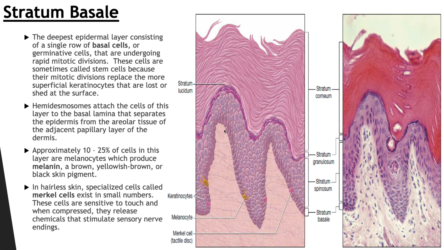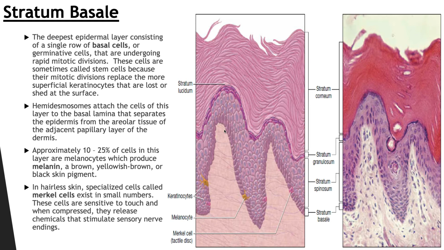You have hemidesmosomes in this section. So remember back to what those are in the tissue section. And these essentially attach the cells to this layer of the basal lamina that separates the epidermis from the areolar tissue of the adjacent papillary layer of the dermis. We'll get to what the papillary layer is in just a second.